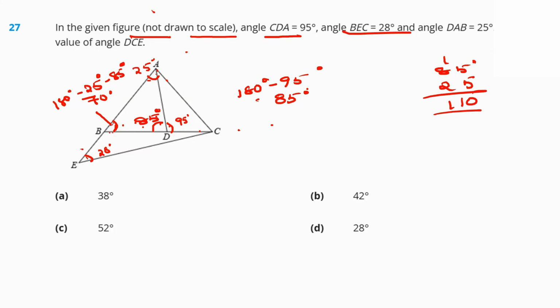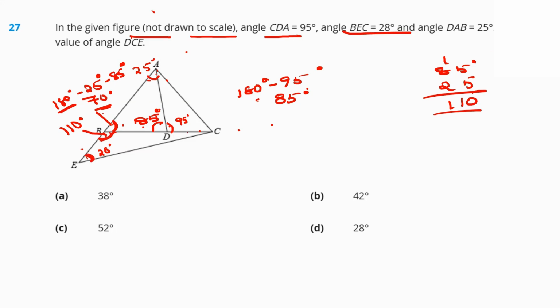this one. This is again a straight angle. So that would be 180 minus 70. That means this is 110, because this is 70, so this has to be 180 minus 70, a straight angle. So this is 110 degrees. We have this angle 110.